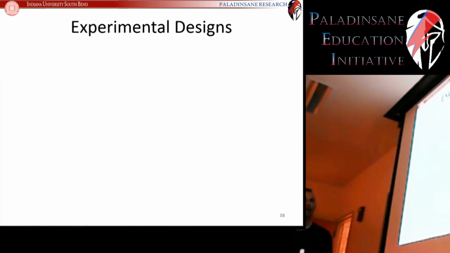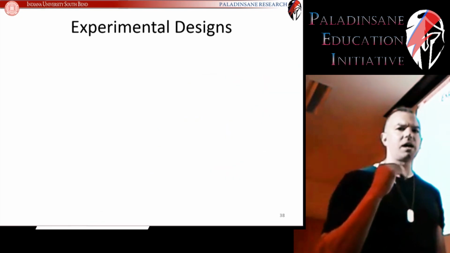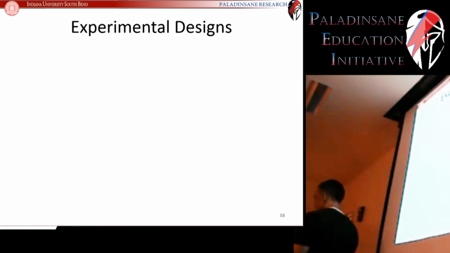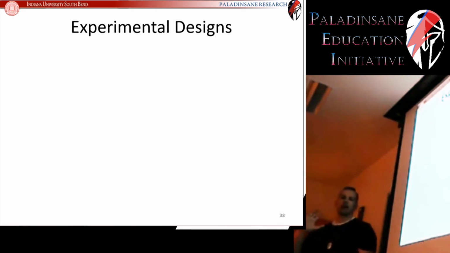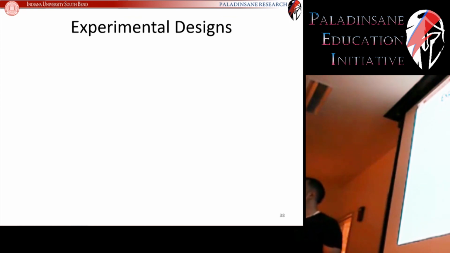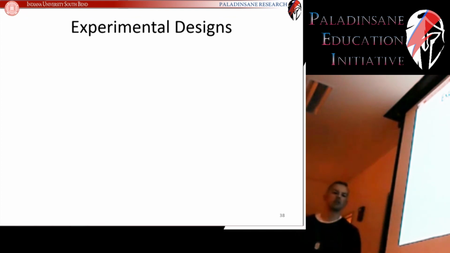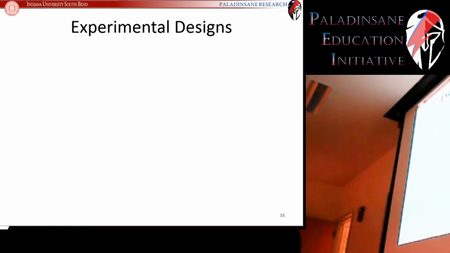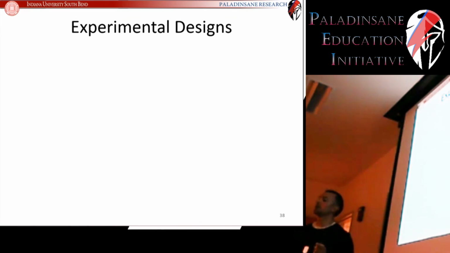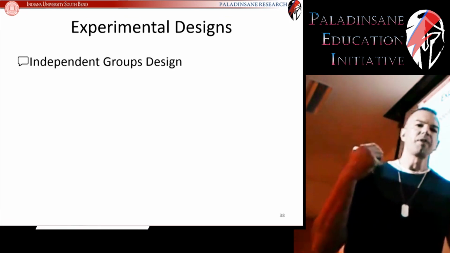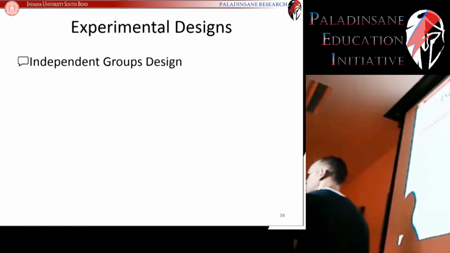So we're going to end today with a look at experimental designs. When you do your experiments, there are different ways that you can assign the subjects to your independent variable. Depending upon the nature of your experiment, the nature of what you're looking at, you'll have to decide what is the best way to assign those subjects. So we're going to take a look first at the independent groups design.